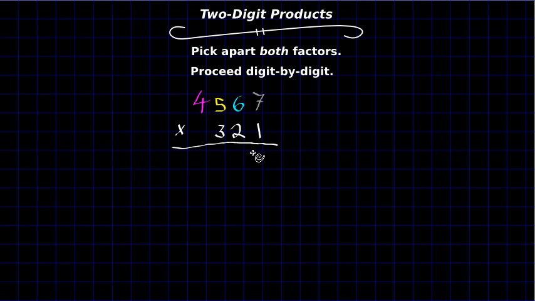And 1 times 7 gives us a 7, which goes here, lined up under the 1. 1 times 6 gives us 6, which is just shifted over one place. 1 times 5 gives 5, which goes here. 1 times 4 is 4, which goes here. We now proceed to the second digit of the second factor, which is 2.